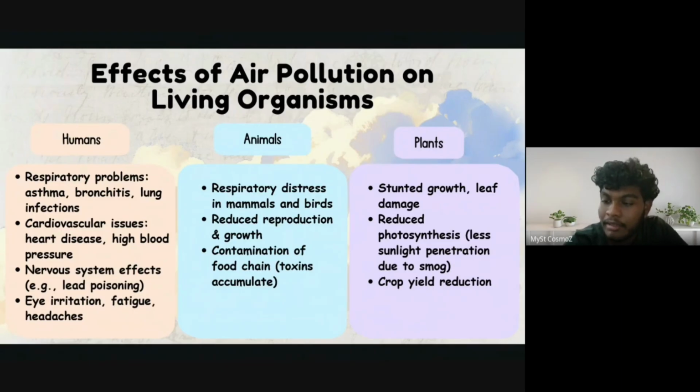Plants, the foundation of life on Earth, are not spared either. Air pollution can lead to stunted growth and leaf damage due to the absorption of harmful gases. The presence of smoke and dust in the atmosphere reduces the amount of sunlight reaching the leaves, which in turn limits photosynthesis, the process through which plants make food. As a result, crop yield decreases, affecting agriculture and food security for both humans and animals.